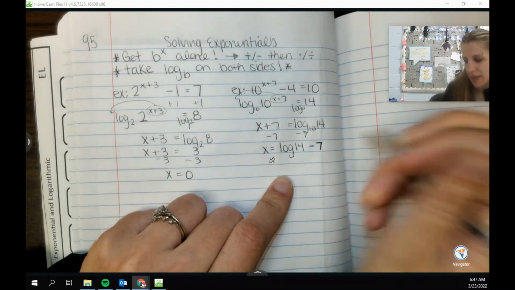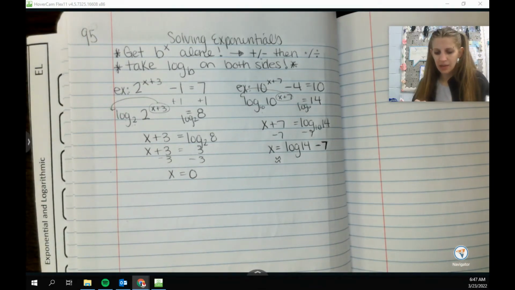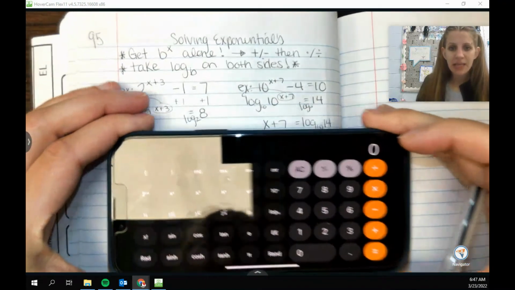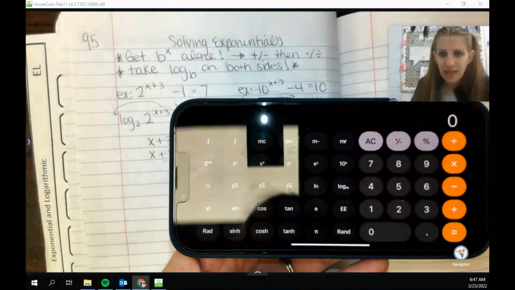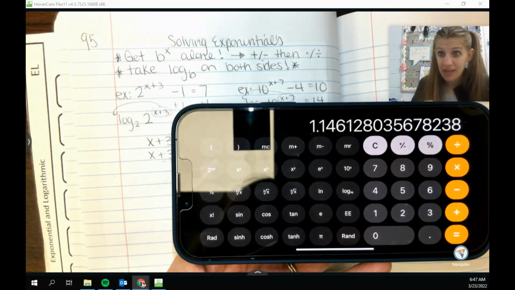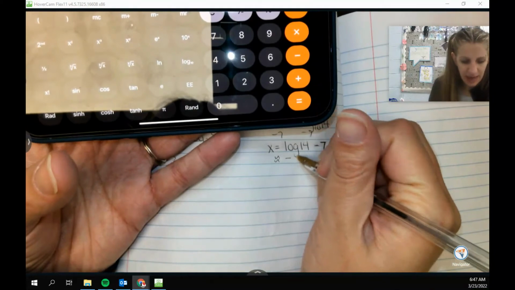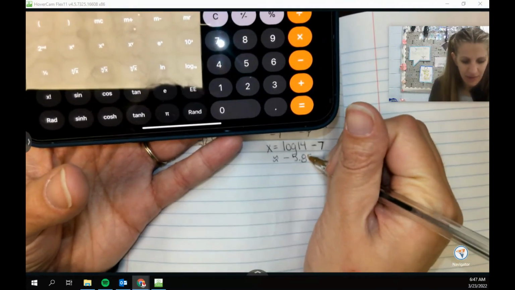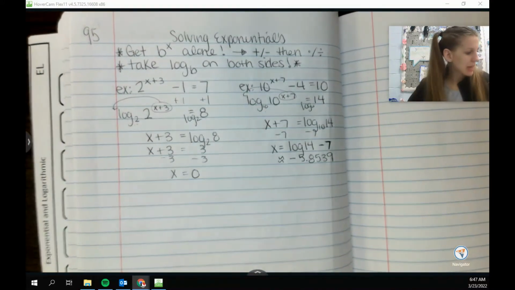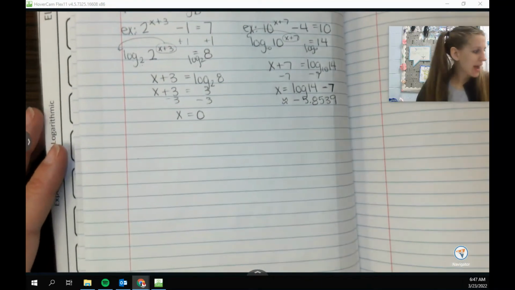Now if we do want to approximate with a decimal, we can pull up our calculator. And because we're base 10, we don't have to hit the second button, so we just do 14 log base 10, and that's that crazy decimal, and then we'd subtract 7. So approximately negative 5.8539, depending on how many decimal places we want to go. So yeah, let's try a couple more.